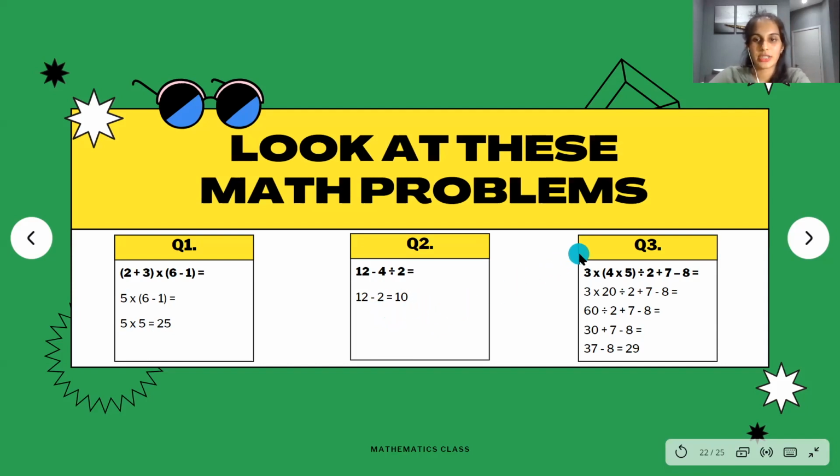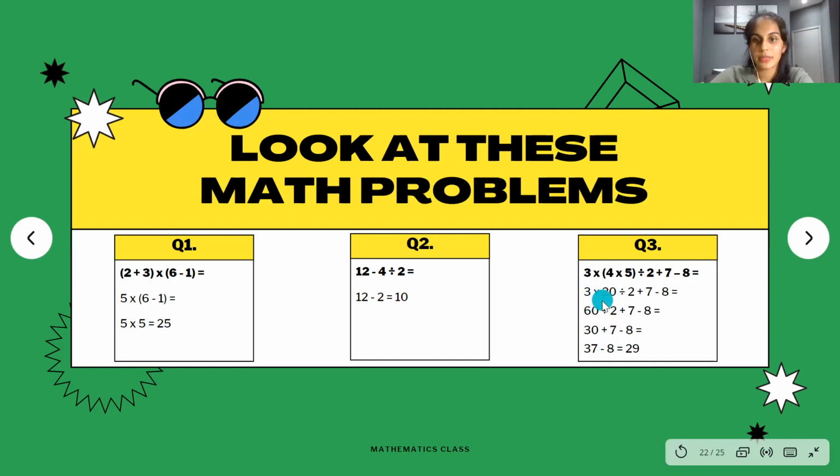Okay, the third question. 3 multiplied by, in brackets, 4 multiplied by 5, divided by 2 plus 7 minus 8. Okay, so we will solve our brackets first. 4 times 5, you will get 20. So our new equation will look like this. 3 multiplied by 20 divided by 2 plus 7 minus 8. So the next thing you will do is the multiplication.